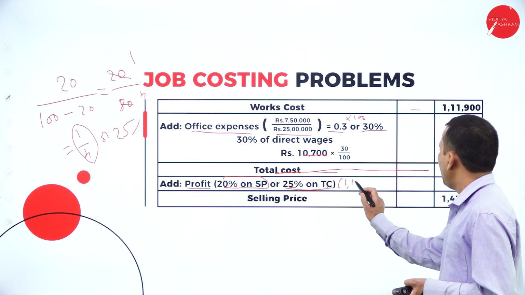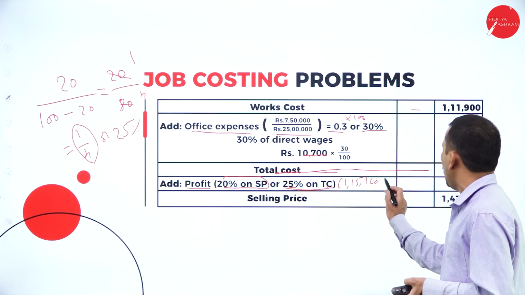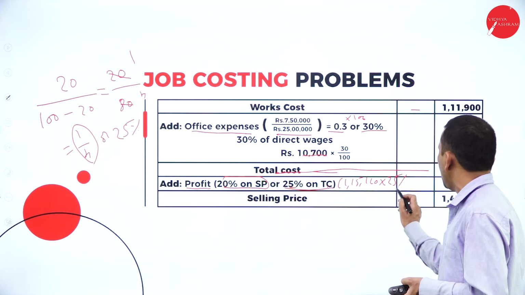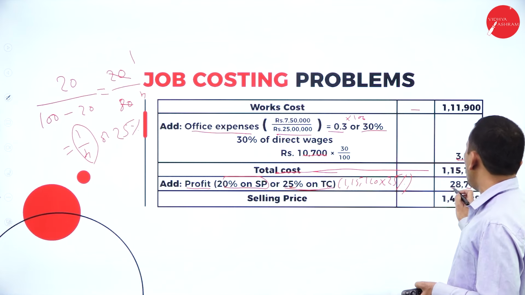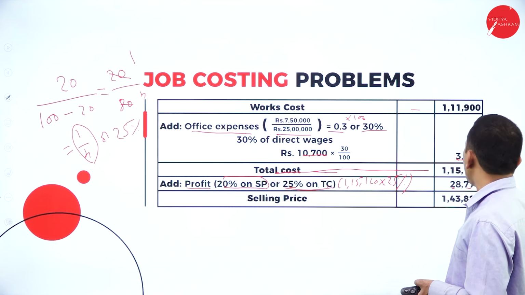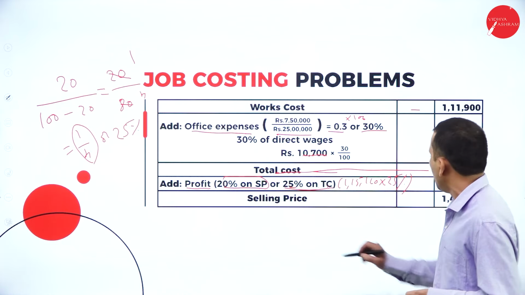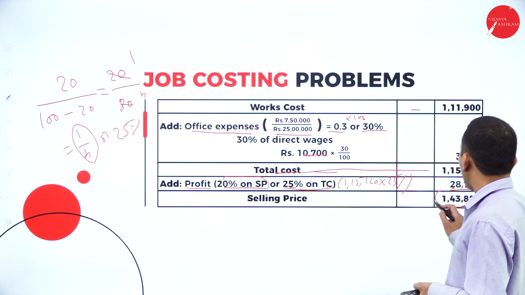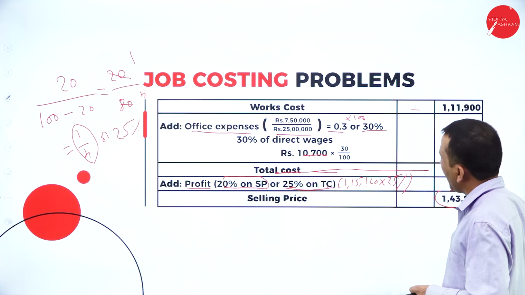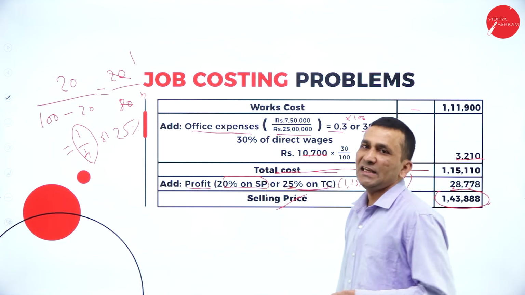So how are you calculating profit? 1,15,110 into 25%, you are getting 28,778. Now what we are doing is adding the profit to the total cost. So the final selling price is 1,43,888, which is nothing but your selling price.